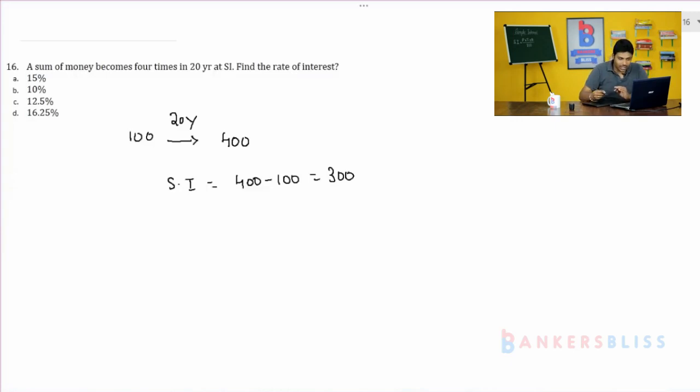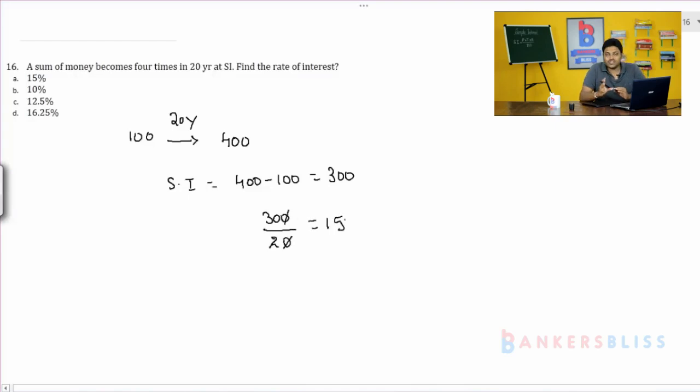Then per year how much interest are you going to get? So 300 by 20, 15. So 15 per year you are going to get. So 15 rupees per 100 rupees investment, 15 per 100, 15%. So your answer is 15%. That is the answer. So option A.